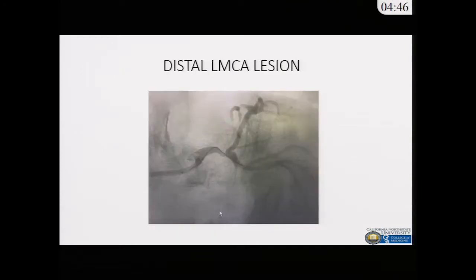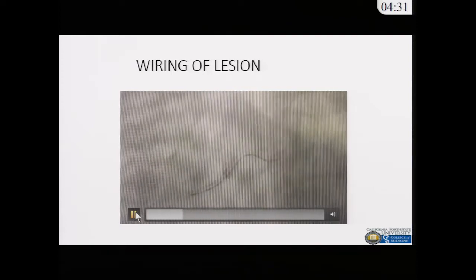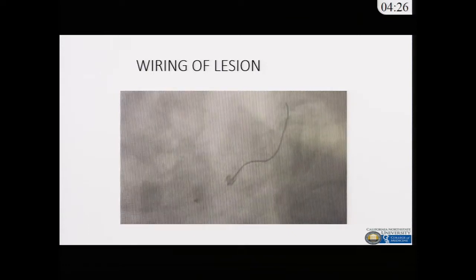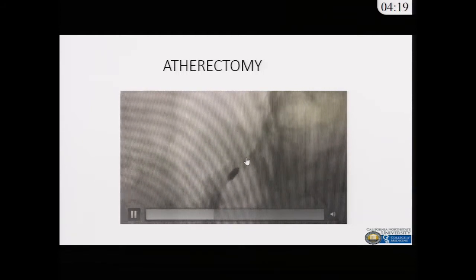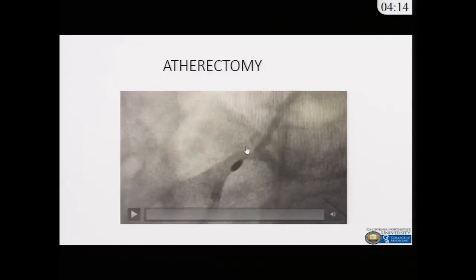So, as I mentioned, many lesions in the left main are eccentric. You can see here is the LAD, here's the circumflex. Just the wiring of the lesions. Everybody has their favorite wire. We usually exchange them for the rotor wire, and you can see how the plaque is very eccentric, and the burr is cutting across the inferior aspect of the plaque.